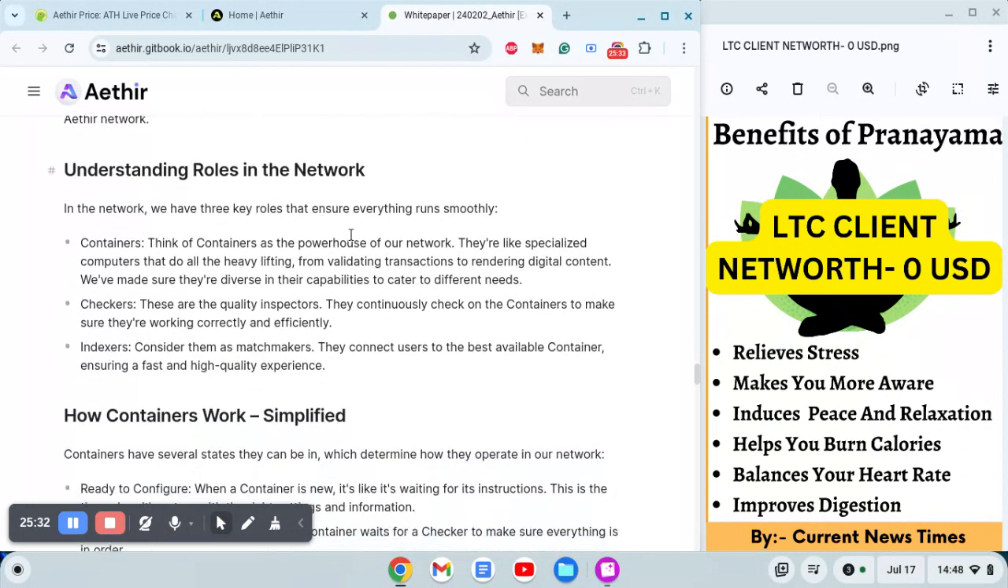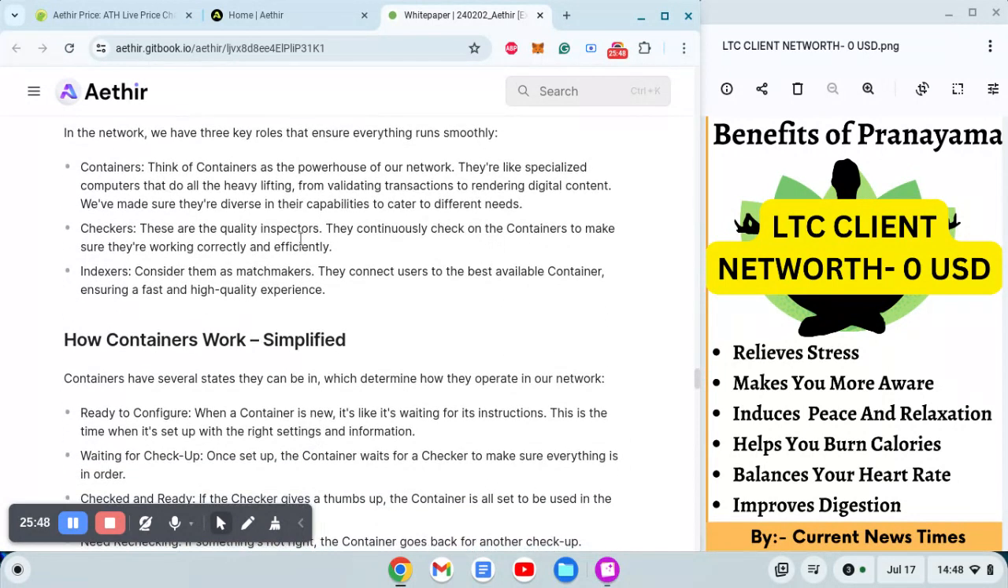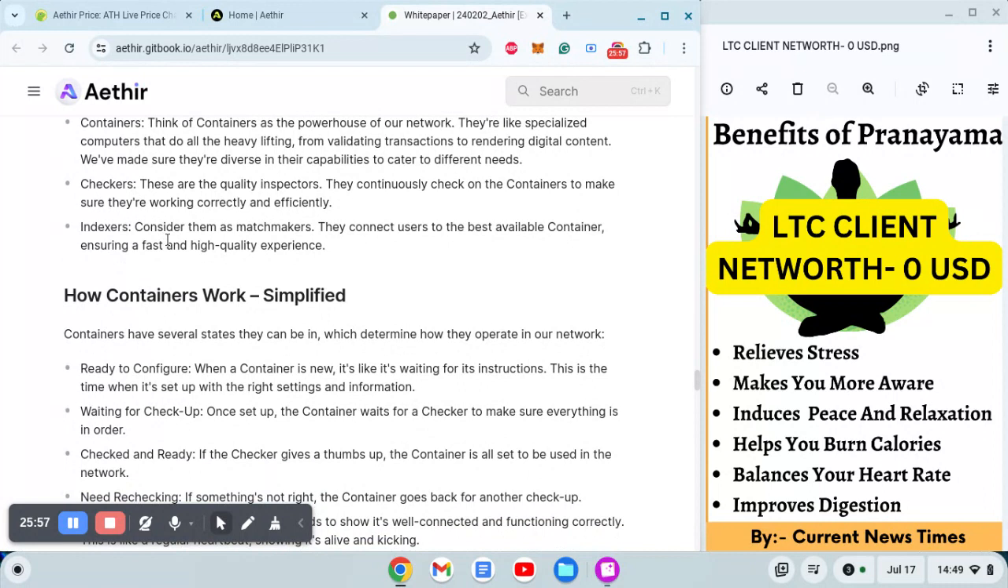Understanding roles in the network. Containers. Think of containers as the powerhouse of our network. They are like specialized computers that do all the heavy lifting, from validating transactions to rendering digital content. We have made sure they are diverse in their capabilities to cater to different needs. Checkers. These are quality inspectors. They continuously check on containers to make sure they are working correctly and efficiently. Indexers, consider them as matchmakers. They connect users to the best available container, ensuring a fast and high quality experience.